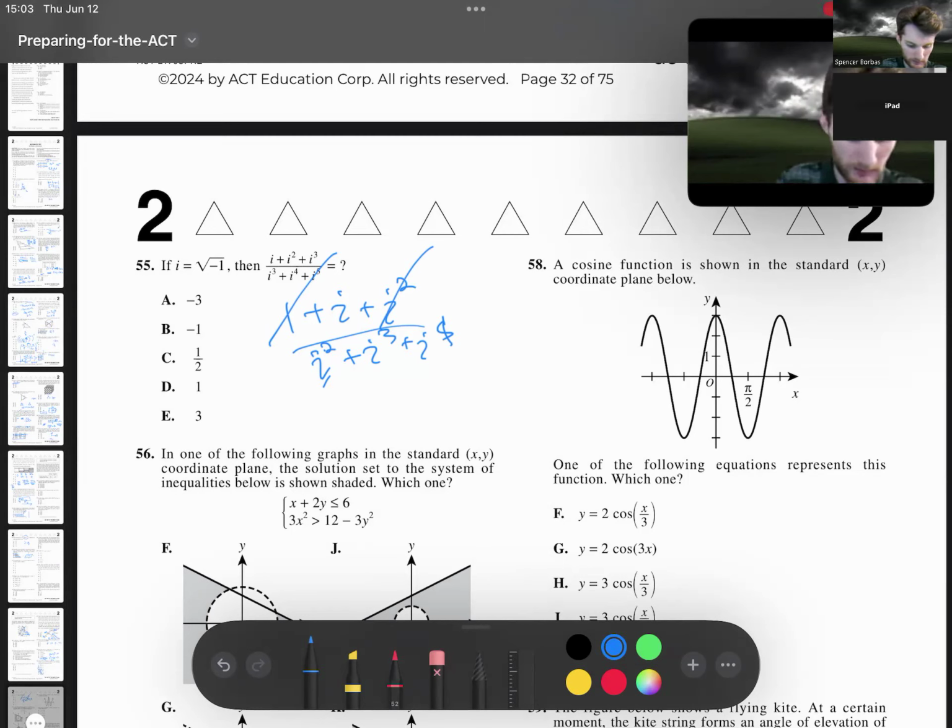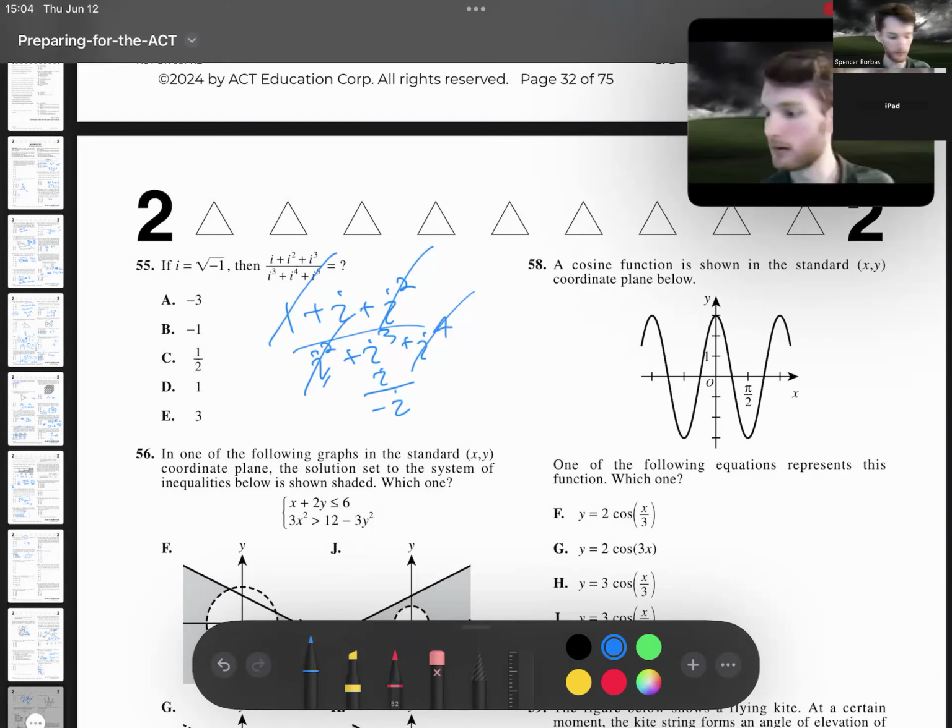What? One, two, two, three, 4. This is supposed to be 4. All right. This cancels out. This is equal to negative i. Over i is negative 1. Okay. B. No, B.